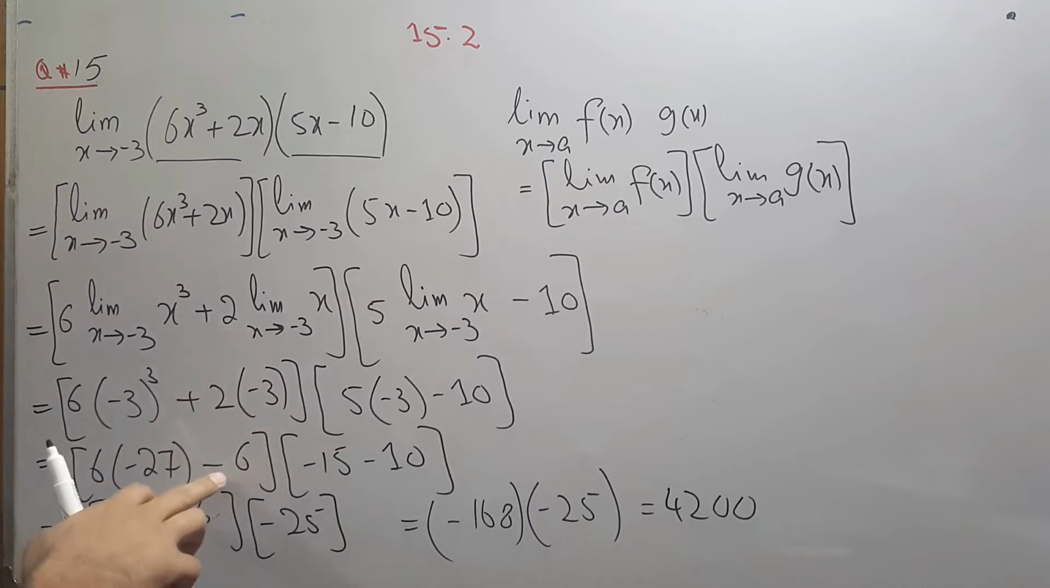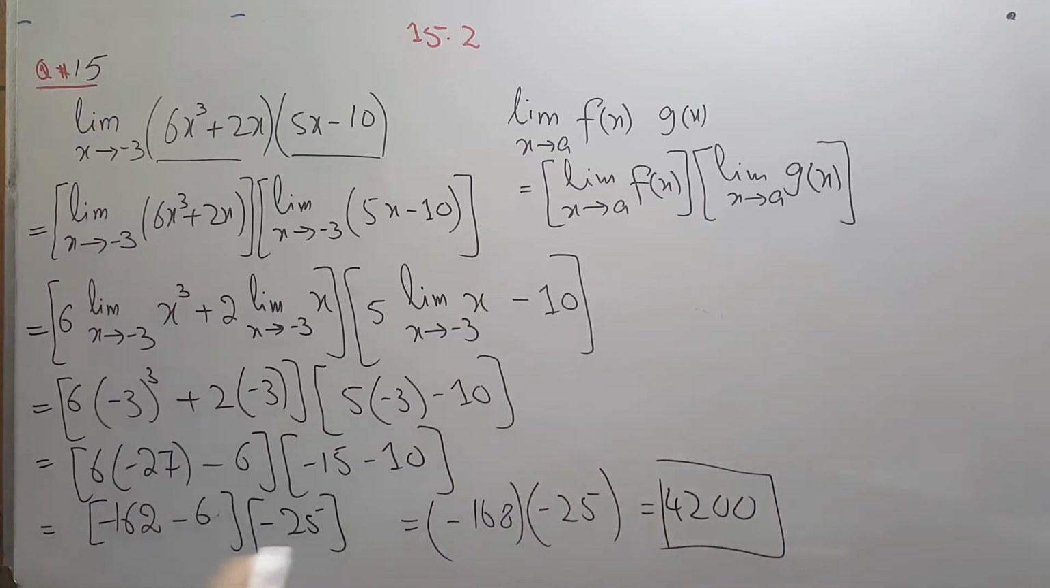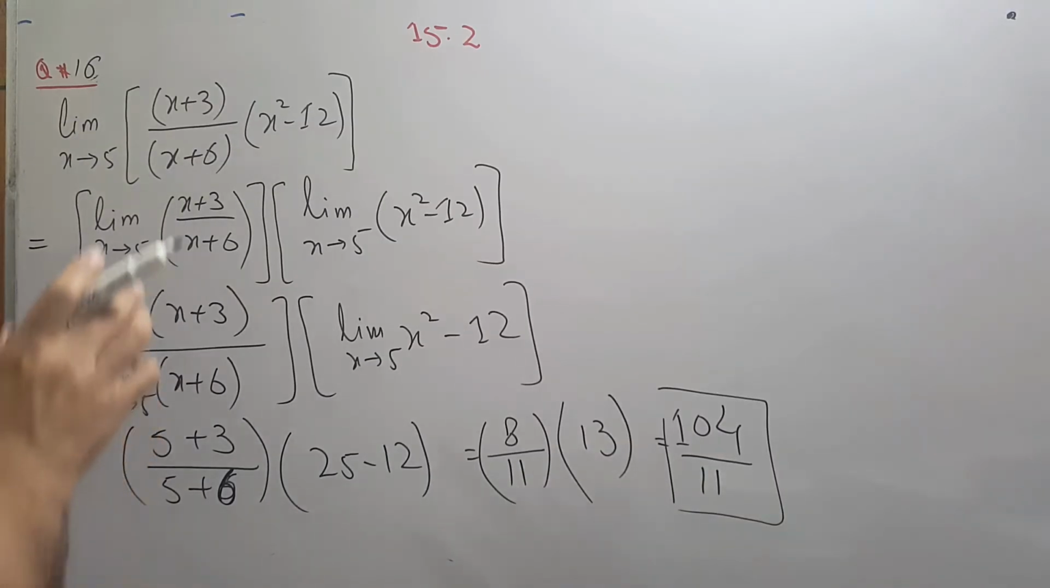And 2 times minus 3 gives you minus 6. 5 times minus 3 gives you minus 15. Minus 10 as it is. If you add them up, that gives you minus 25. This gives you minus 68 and minus 25. If you multiply them, you get 4,200.